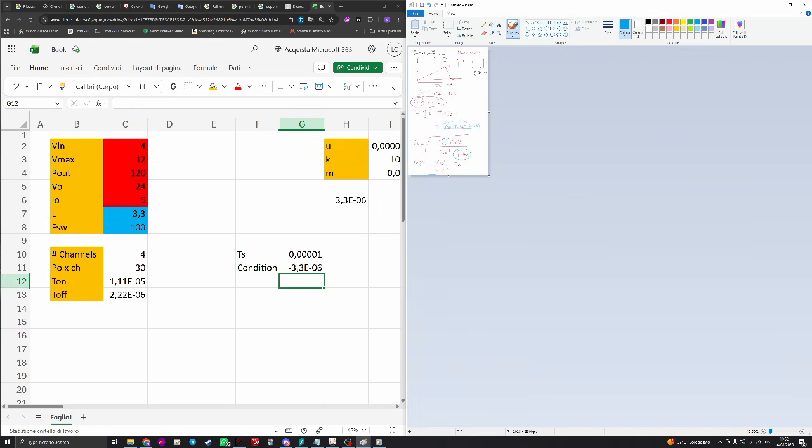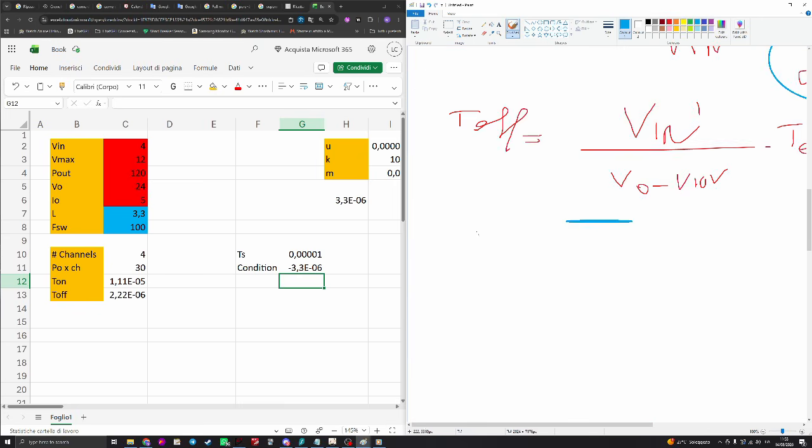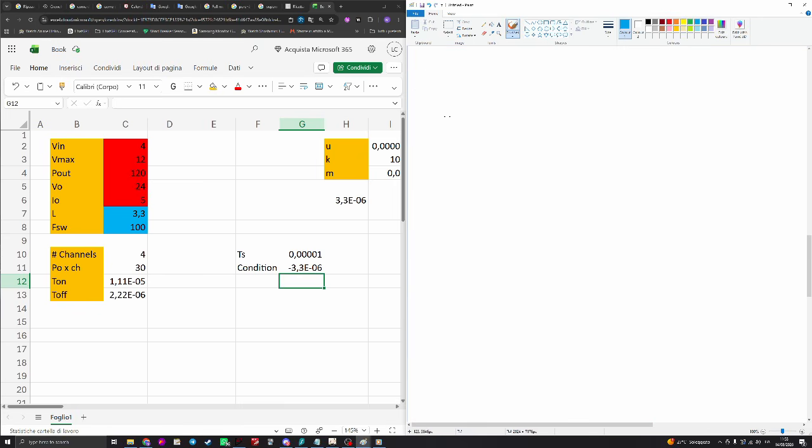Wait. Let me do a bit of demonstration here. So we said that TS is 1 over the switching frequency. T off is equal to V in minus V out minus V in per T on, and the duty cycle. So we don't have to fall into CCM.